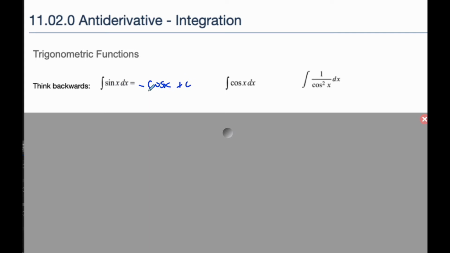So be really careful with these positives and negatives. I always have to think really carefully about that. So the derivative of cosine x is negative sine. And so the integral of cosine x is going to be sine x plus c. The derivative of this is just a positive cosine. And finally, the integral of 1 over cosine squared is going to be tangent x plus c.